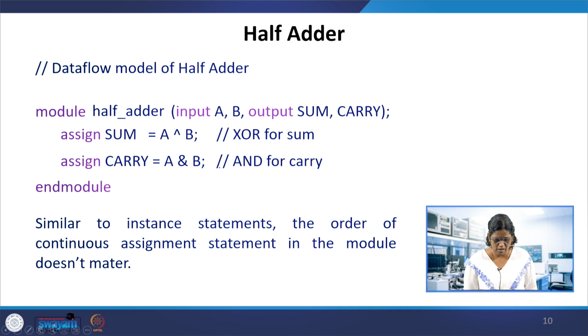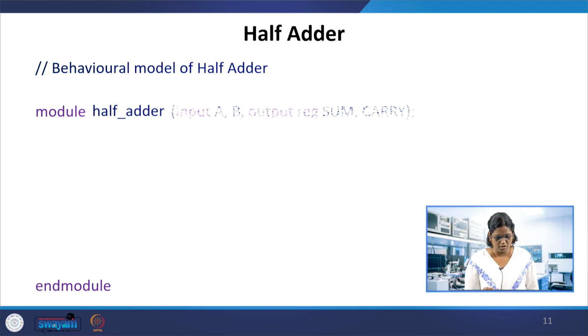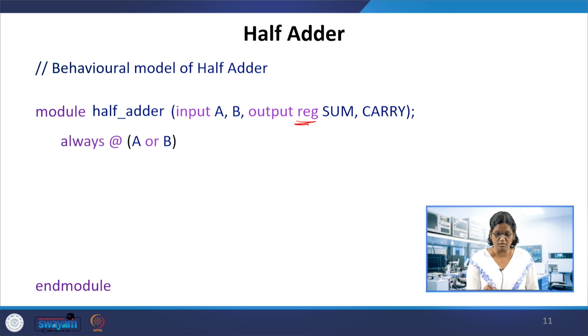Again, assign statements are also concurrent, and these A and B, if we compare it with the behavioral description, form the implicit sensitivity list, which is the right hand side of the equal to sign. So the sum is the variable which is assigned A and B. So the behavioral description of the half adder A, B, and the reg declaration needs to be noticed.